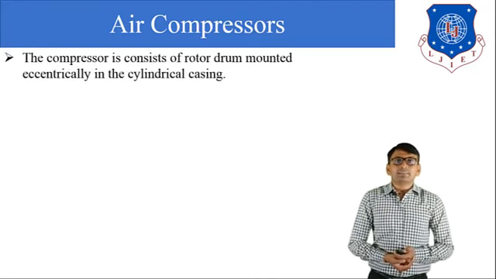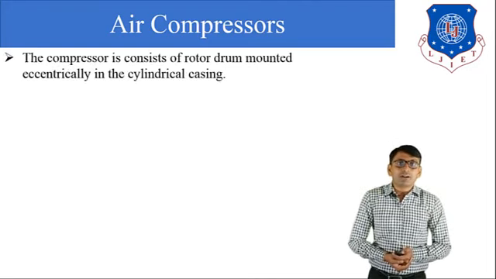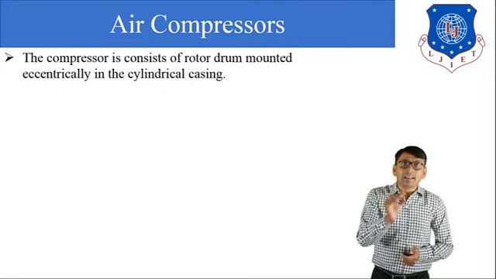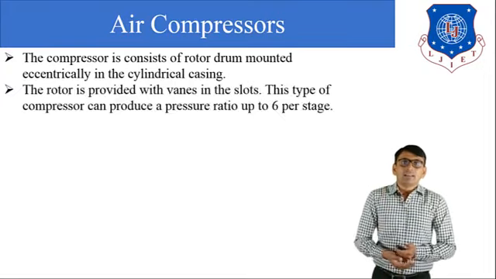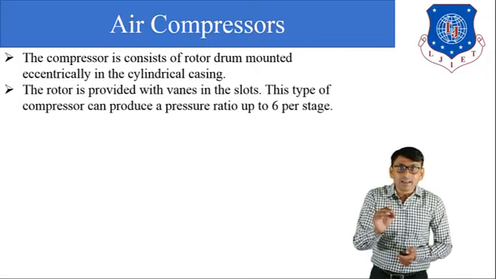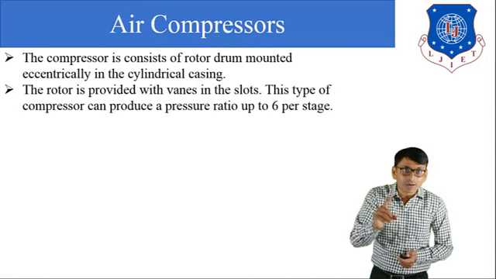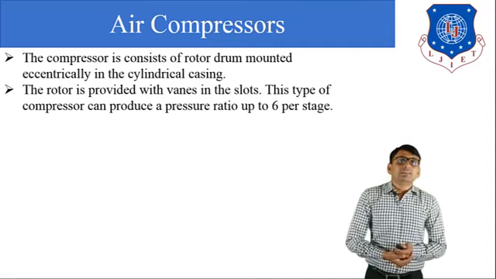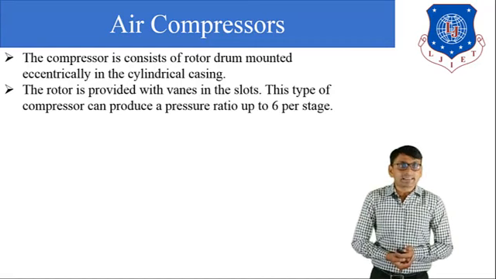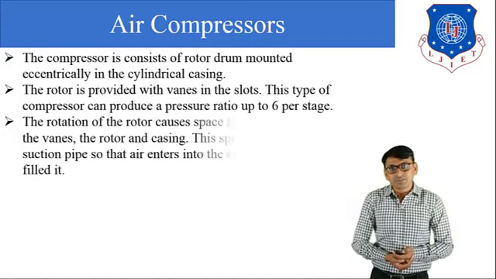The compressor consists of a rotor drum mounted eccentrically in a cylindrical casing. Then the rotor is provided with vanes, and these vanes are attached to the rotor in slots. This type of compressor can produce a pressure ratio up to 6 per stage.